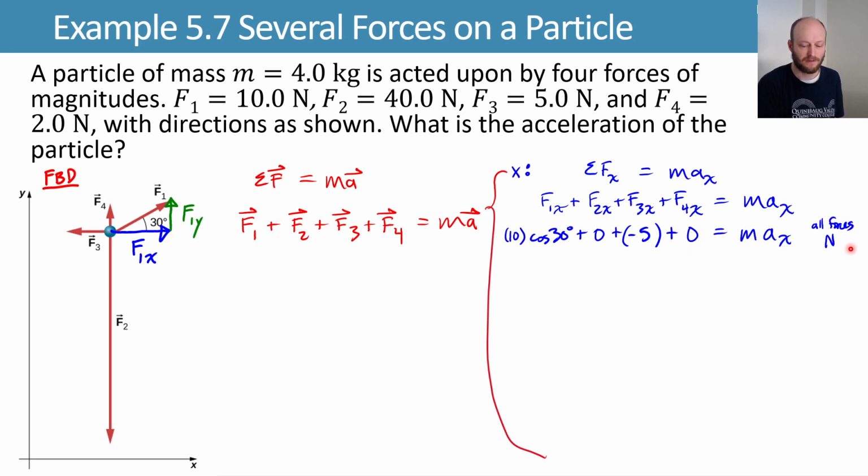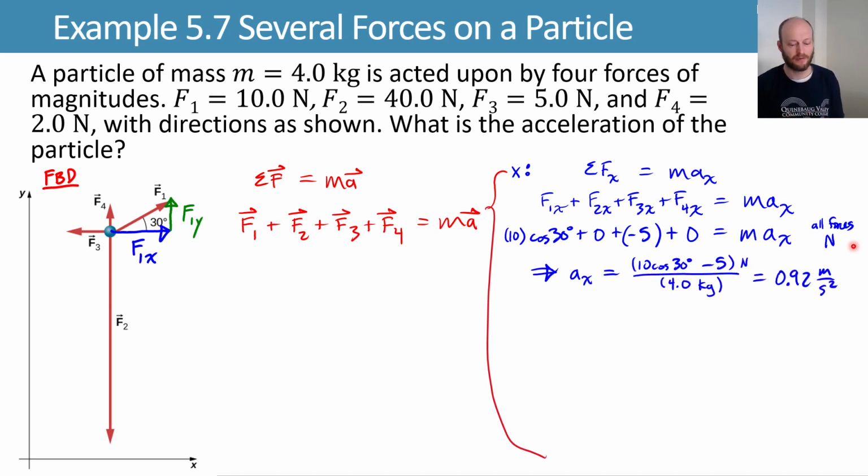Here I've left off the units to make it look a little bit cleaner, and I've just said all forces are in units of newtons to keep track. We can now divide both sides by the mass, and we can solve for the x component of my acceleration as 0.92 meters per second squared. We have the x component. Next step is to find the y component, and then we can recombine them to get the total acceleration.